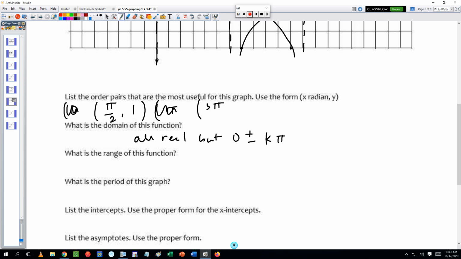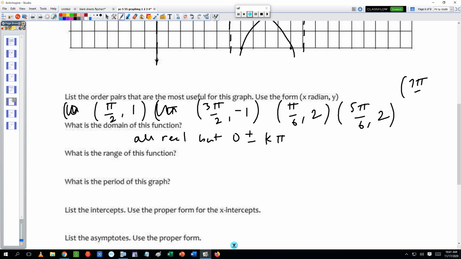3 pi over 2 was nice. And 5 pi over 2, 7 pi over 2 will alternate back and forth from 1 to -1. Also nice were the 30s. Pi over 6 gave me 2. 5 pi over 6 gave me 2, first and second quadrant. 7 pi over 6 gave me -2, third quadrant. And 11 pi over 6 gave me -2 also, fourth quadrant.